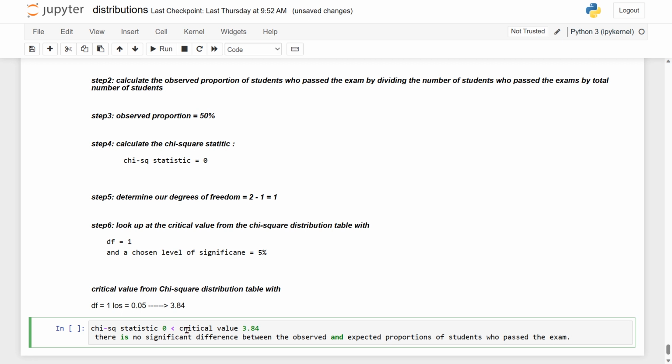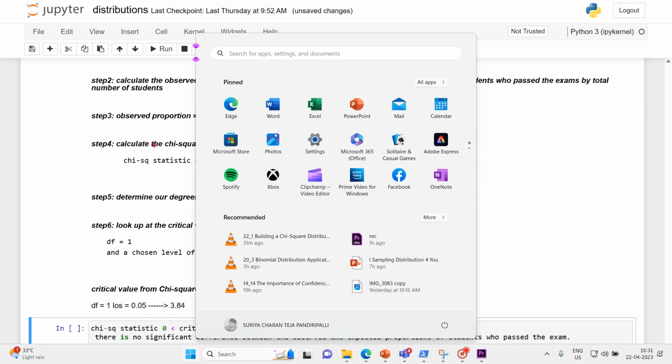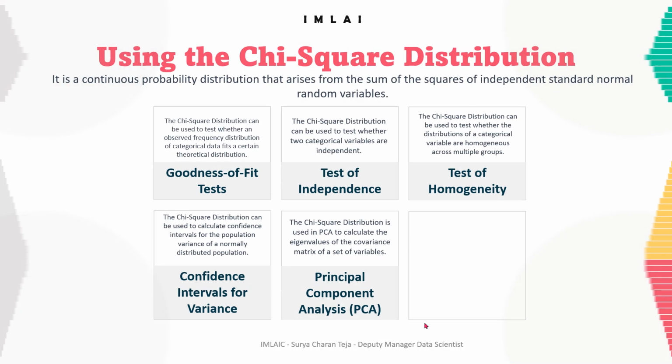So in this example, the chi-square distribution helped us determine whether the difference between observed and expected proportions of students who passed the exam was significant or due to chance. So it's important to note that the chi-square test assumes that the data are independent, random, and come from a large enough sample size. And this is what a chi-square distribution is for a data scientist.